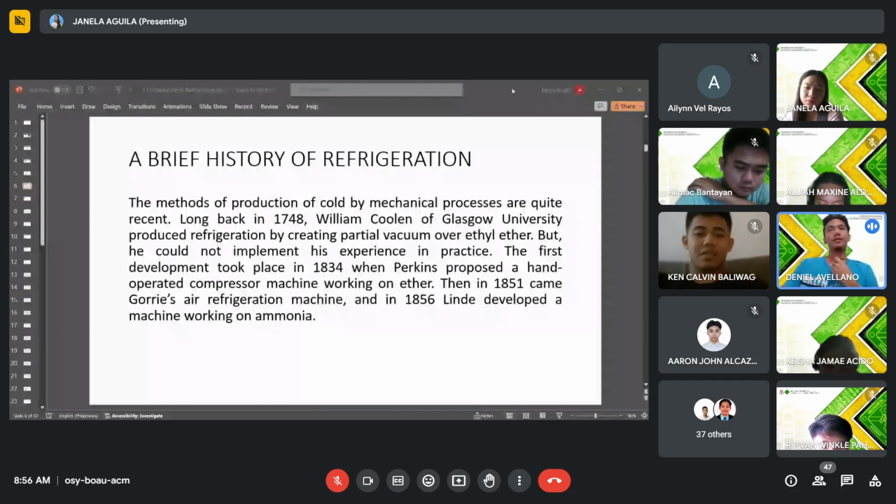So sila po yung mga tao na mayroong malaking contribution po sa development ng refrigeration technology. And these innovations po laid the groundwork for modern refrigeration technology. Yun lamang po. Next po.